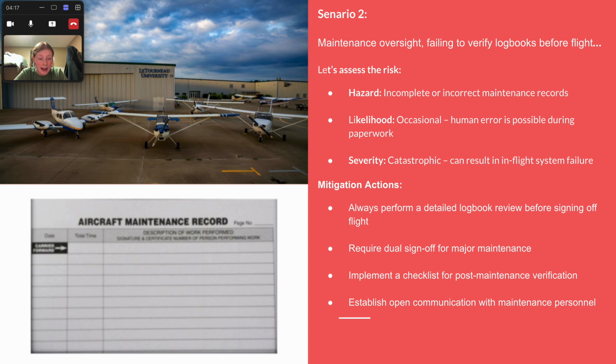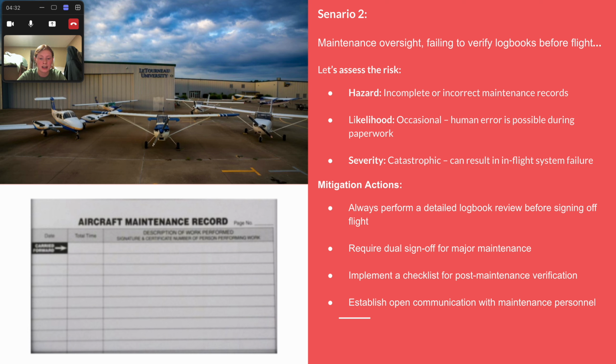Some of the risks are the hazard is incomplete or incorrect maintenance records. The likelihood is occasional because we're humans and we make errors, which is possible during paperwork. And the severity is catastrophic because it can result in flight system failures.